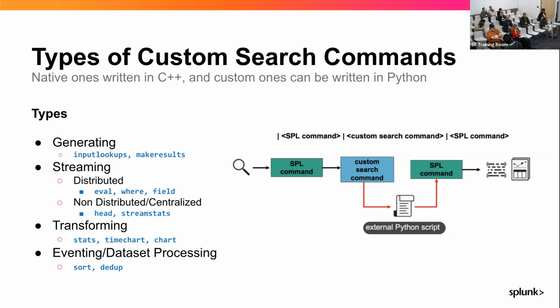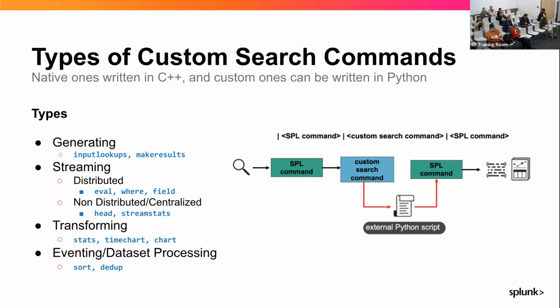The second one is streaming. It has two types, which are distributed and non-distributed. The streaming commands are generally useful in a situation where you have scale, right? And these commands are generally used when you are querying Splunk at search time.